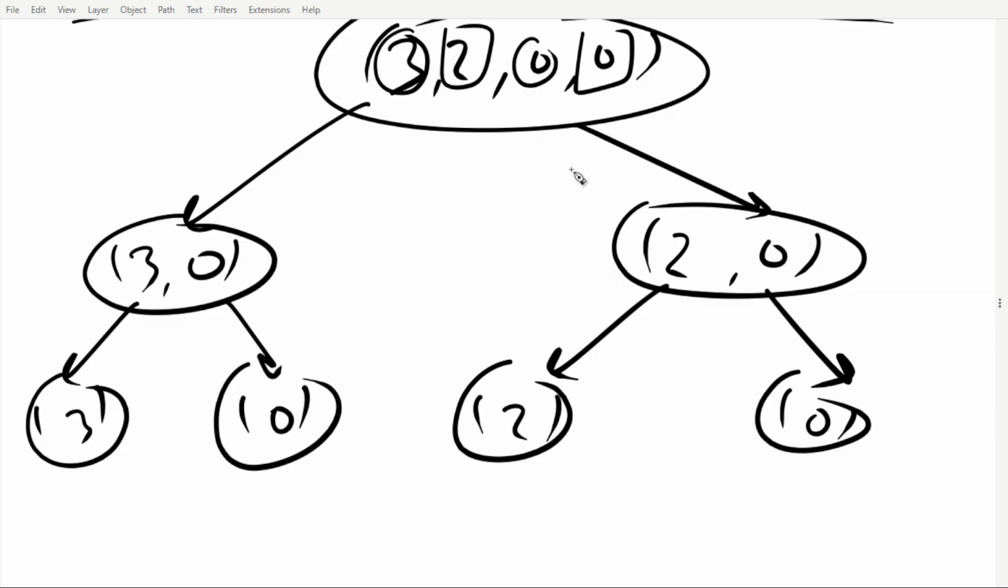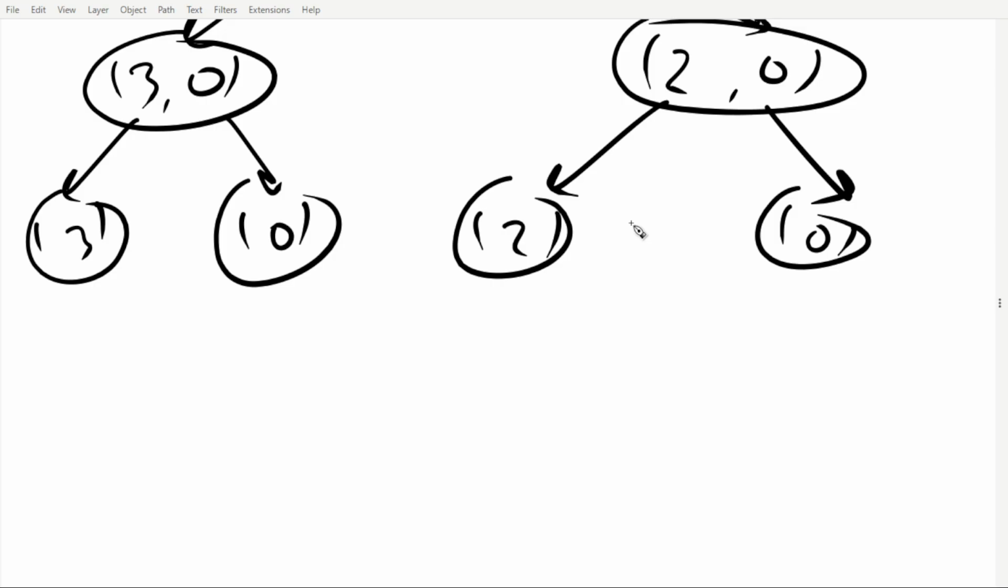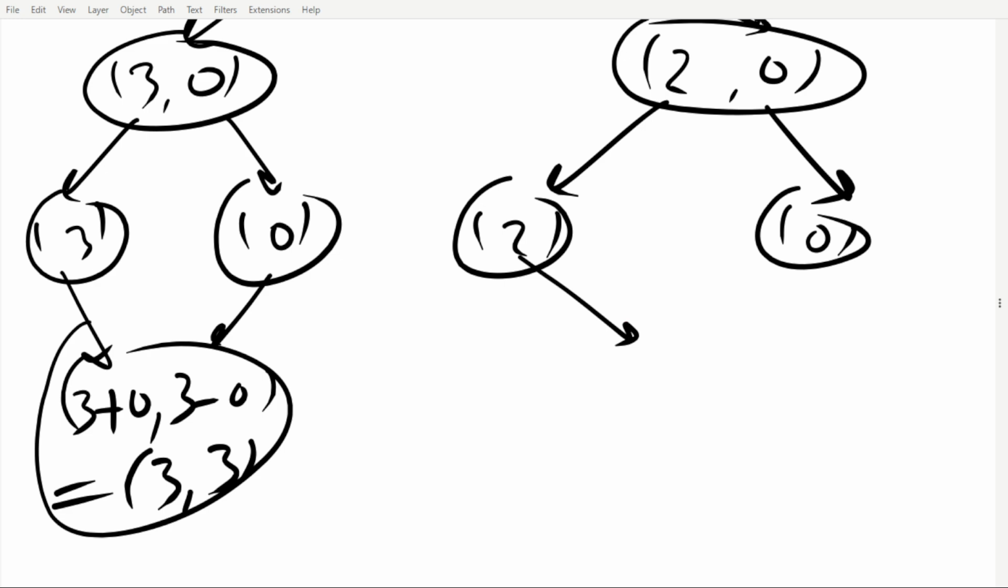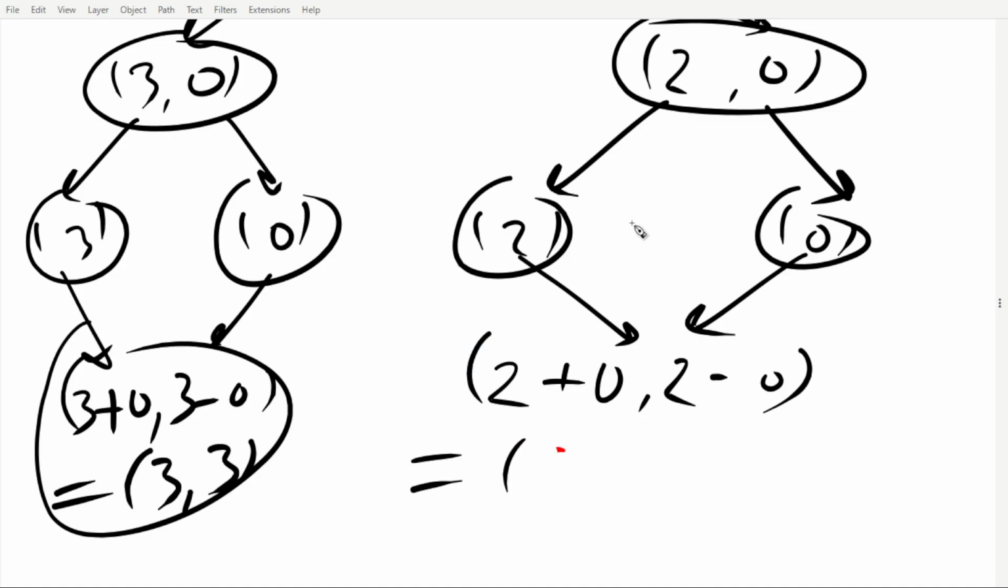Now how do we combine? So we know how to combine: 3 plus 0 first part, second part 3 minus 0. 3 plus 0, 3 minus 0, we get 3, 3. Here similar computation, 2 plus 0 and 2 minus 0. 2 plus 0, 2 minus 0, we get the vector 2, 2.